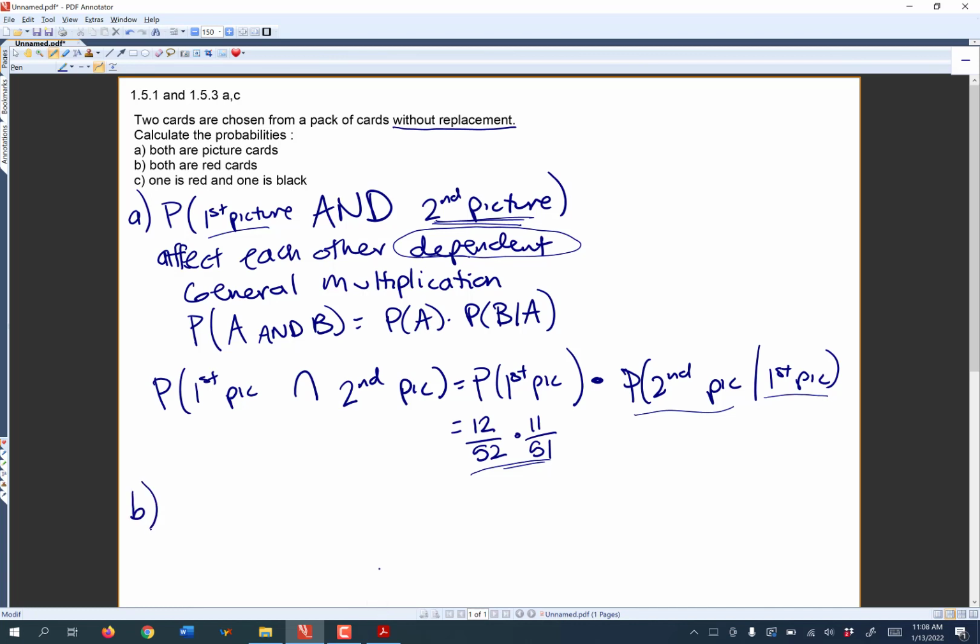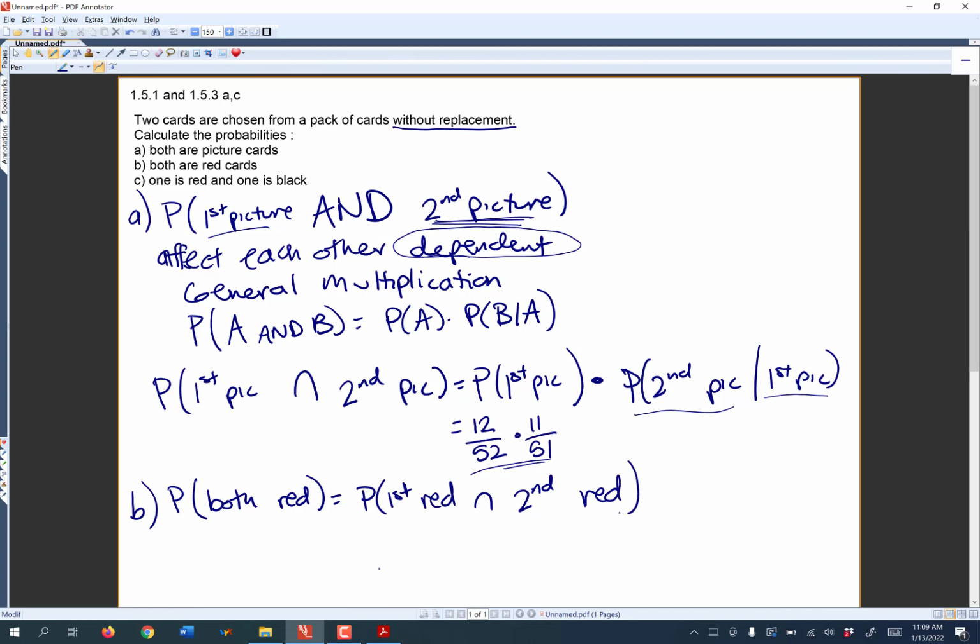B, let's find the probability that they're both red. So our probability that they're both red is going to be equal to the probability that the first is red and the second is red.